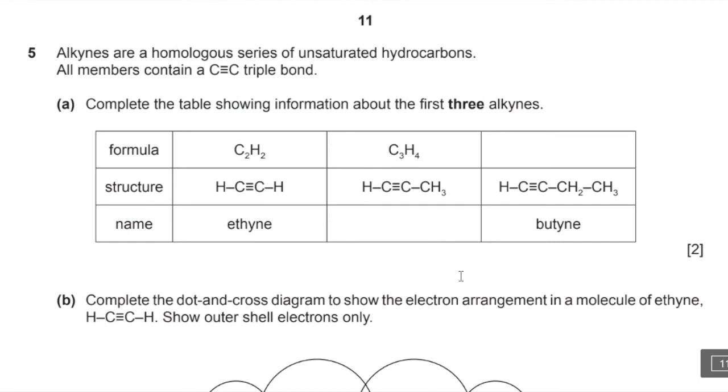Five, alkynes are a homologous series of unsaturated hydrocarbons. All members contain a carbon-carbon triple bond. A, complete the table showing information about the first three alkynes. Right, so you have the formulas, and you can make out the formula by looking at its structure. There are 4 carbon atoms and 6 hydrogen atoms, so that would be the formula in this case.